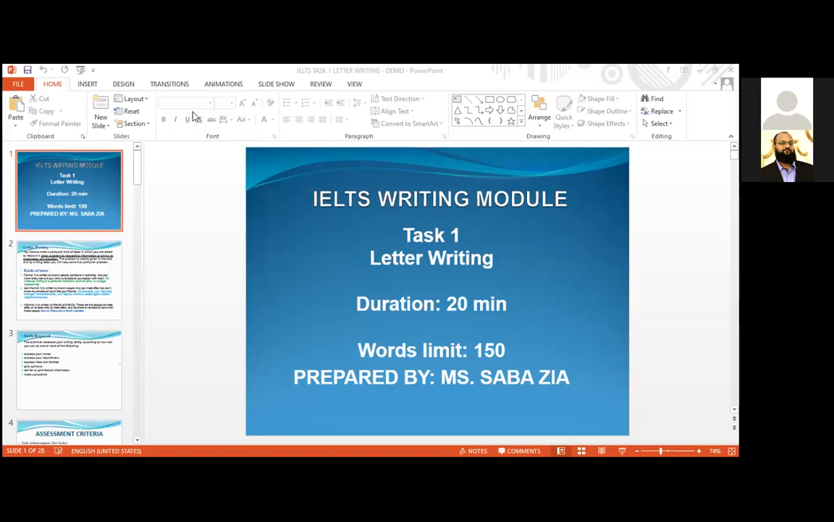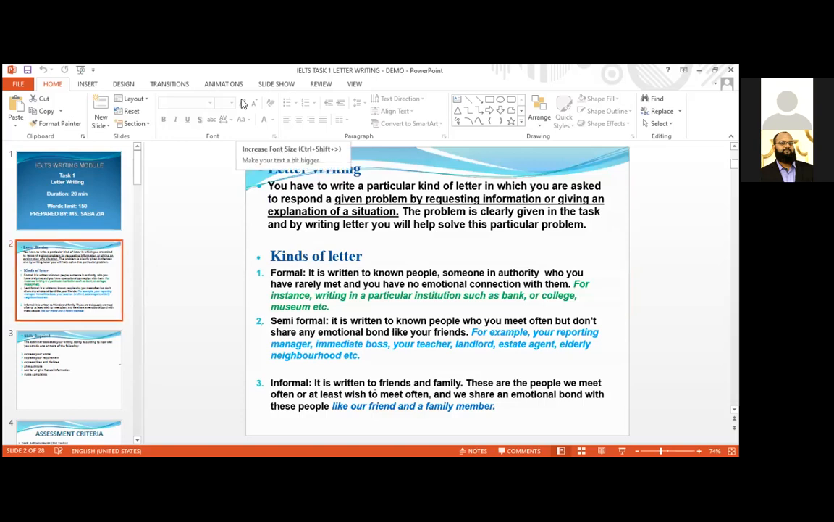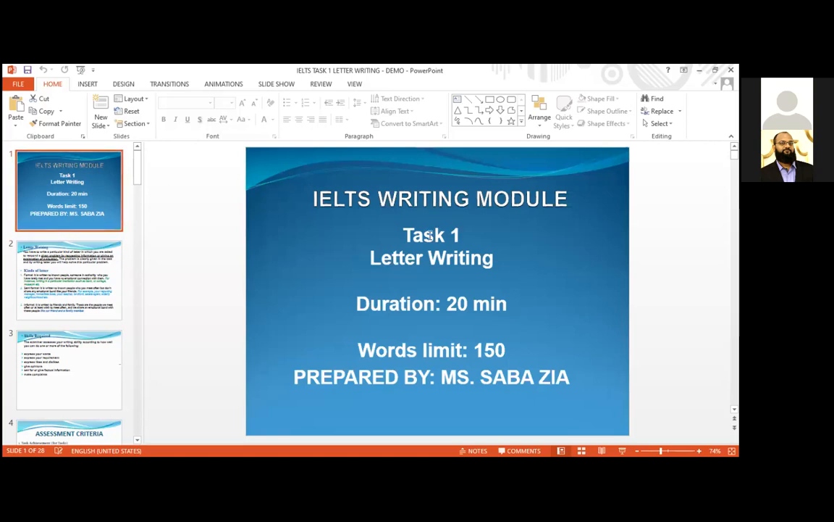Okay. In IELTS writing module task 1, we have letter writing, and duration for this task is 20 minutes, okay? And word limit which is required, that is 150 words, okay? Now, what do you all have to do? You are basically given a situation in this task, and on the given prompt or situation, you are requested to write a letter either by requesting information, okay, or giving an explanation of that situation, right? So in this task is clearly given to you what is actually the background problem, and clearly pointers have been given, okay?